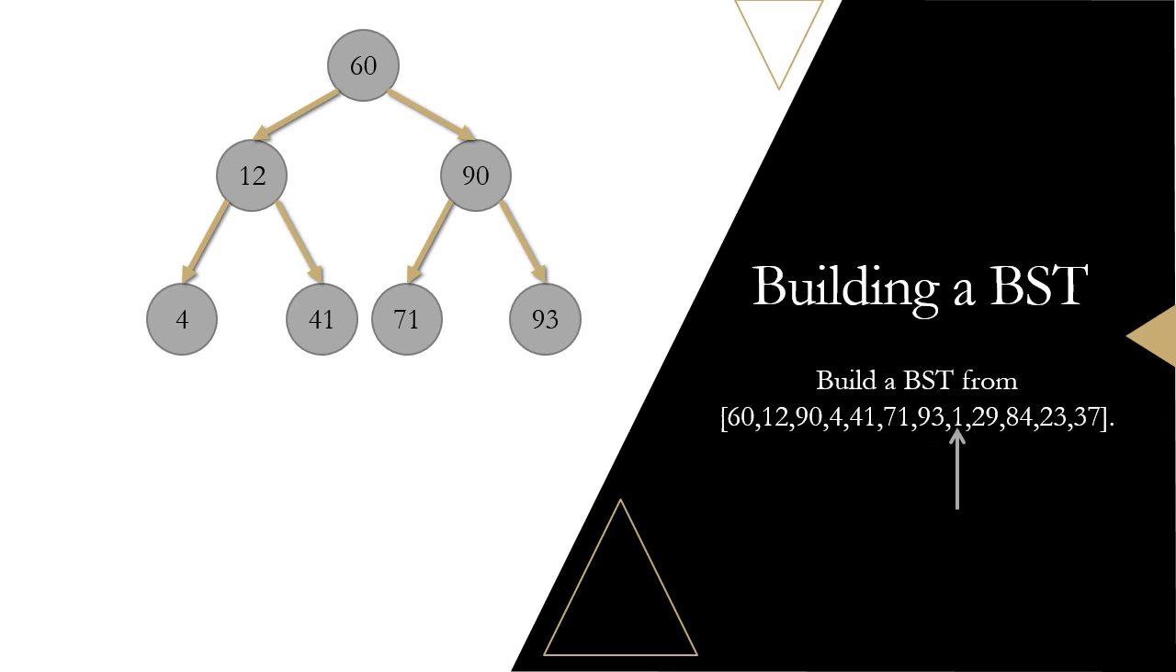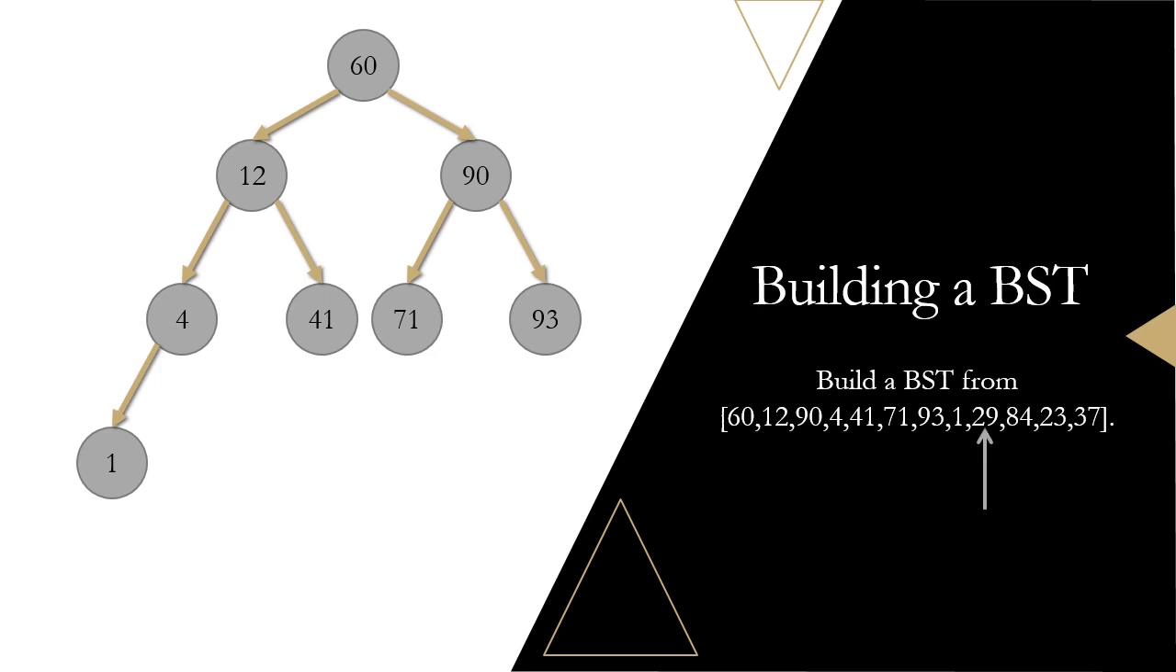Now I have 1. Start comparison with the root. 1 is less than 60. Move to the left. We come to 12. 1 is less than 12. Move to the left. And we come to 4. 1 is less than 4. We should move to the left. But 4 does not have a left child. So I make 1 the left child of 4.